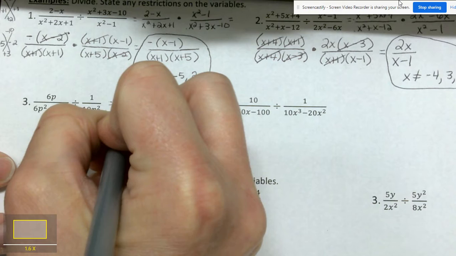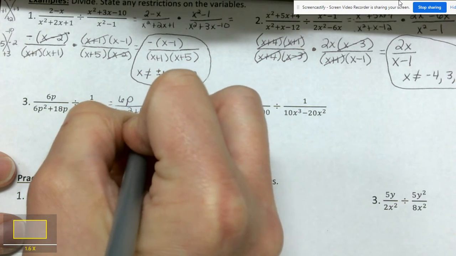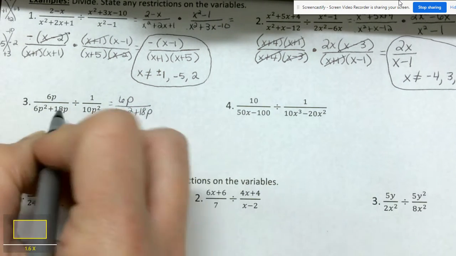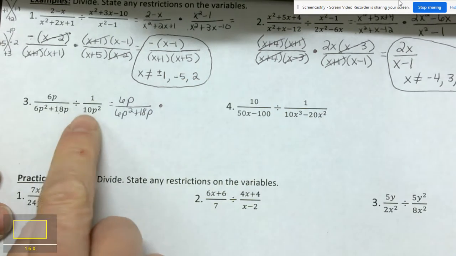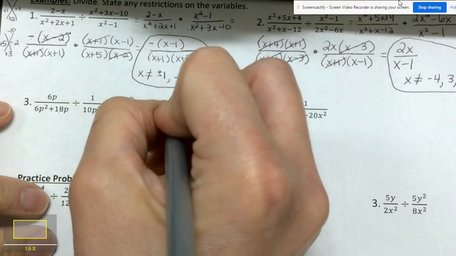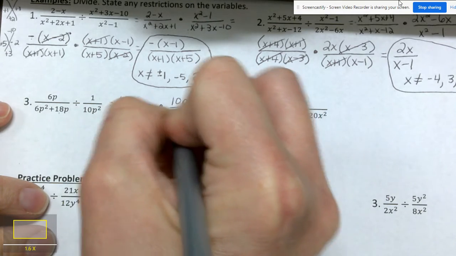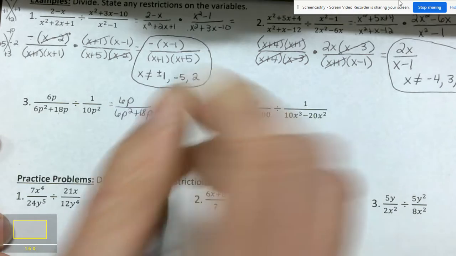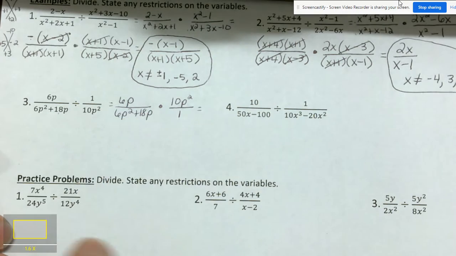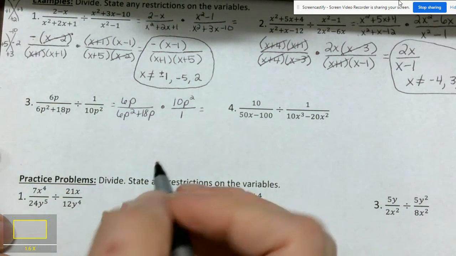Okay, so we're going to keep this first fraction, 6p over 6p squared plus 18p. Keep, change the division to multiplication, and then flip this second fraction. So that's going to be 10p squared over 1. Okay, keep, change, flip.